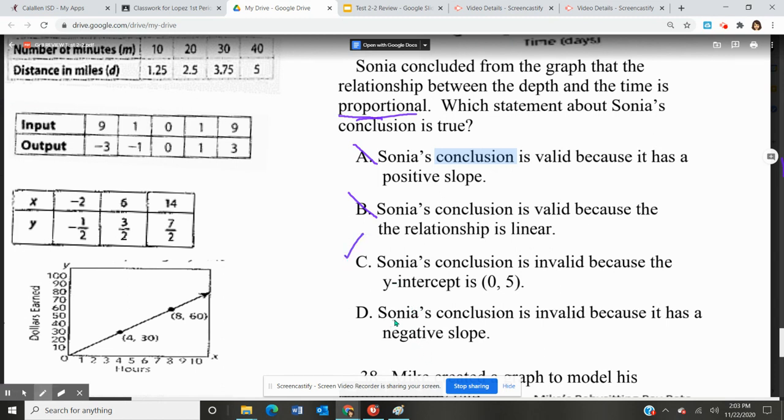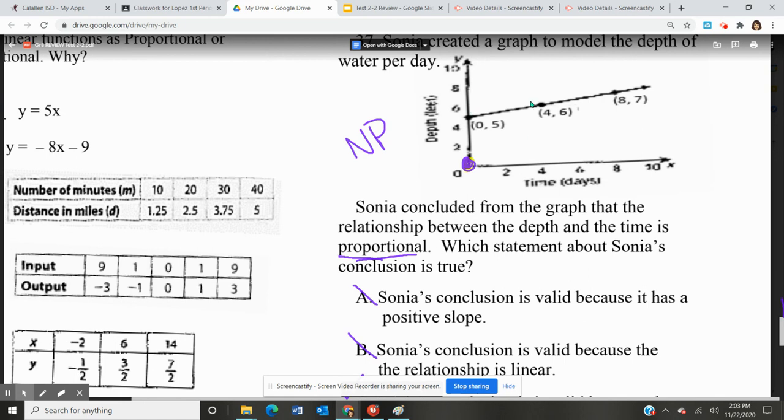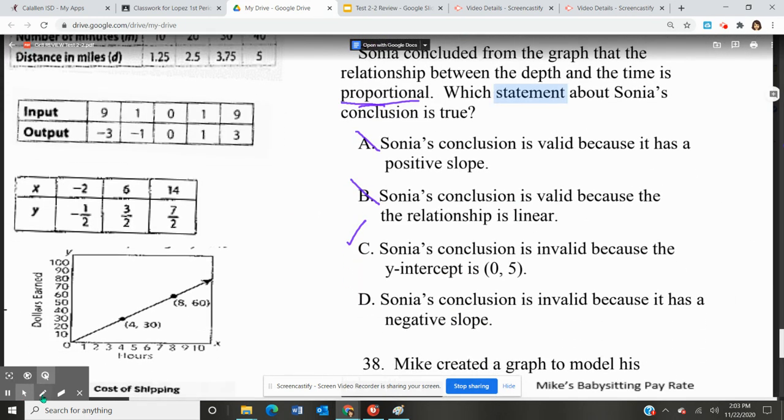And then D says, Sonia's conclusion is invalid because it has a negative slope. Well, if you remember, in order for it to have a negative slope, that means it slants down. This graph slants up. So therefore, that is not true. So C is our answer.